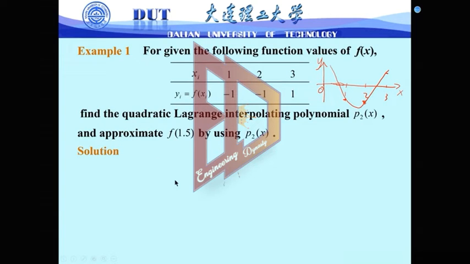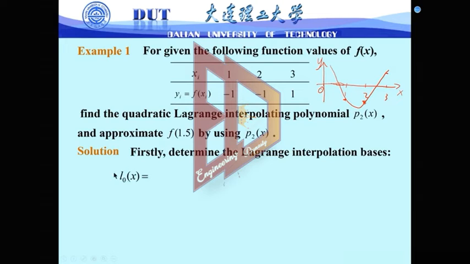So firstly, let's practice. We determine the Lagrange interpolation bases, 3 bases. L0(x), please follow me. It should be a ratio. What is the numerator? The numerator is x minus the other nodes. Because here we use 1, 2, 3, x0 is 1, x1 is 2, x2 is 3.